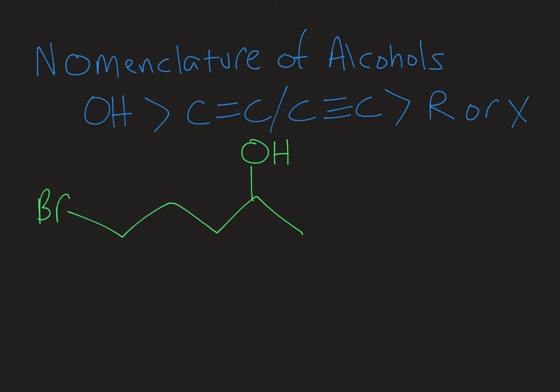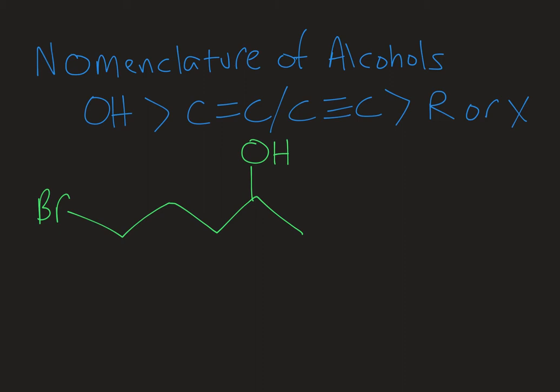In this video, we're going to look at the nomenclature of alcohols. So we're going to be using the IUPAC naming system. Alcohols are the highest priority group you've likely encountered so far. So alcohols are higher priority than an alkene or an alkyne, and that's still higher priority than an alkyl group or an X being a halogen.